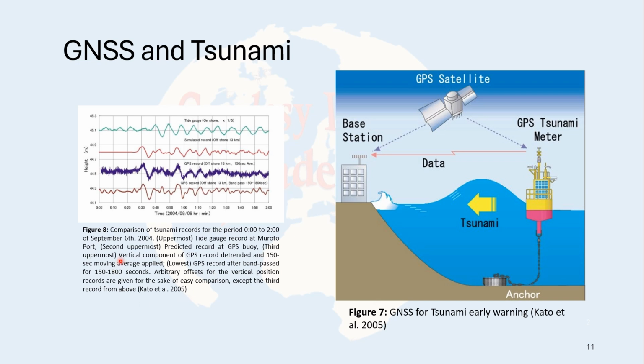Here you see a study which was done for a tsunami in September 2004. Here you see the tide gauge at the port close to the coast, and here is the tsunami meter with the GPS. You observe that when the tsunami happens, slightly after it will be sensed at the coastal area. So we have a little bit of time to warn people around there to leave the area. This can be an early warning system.